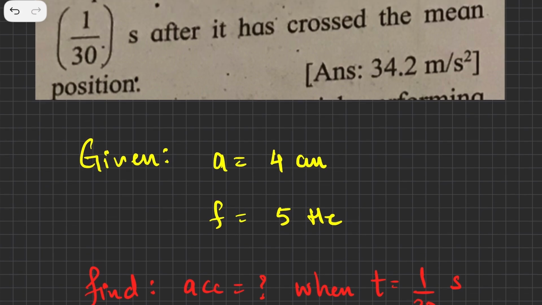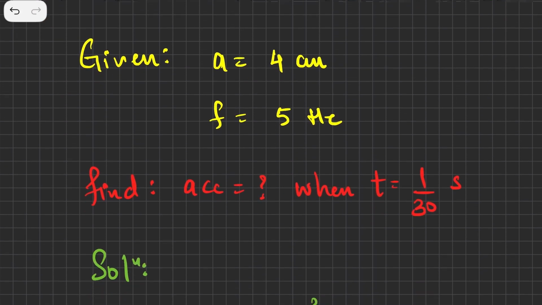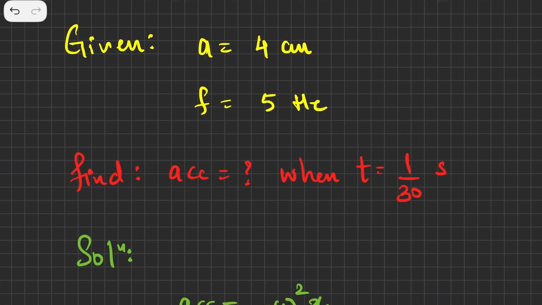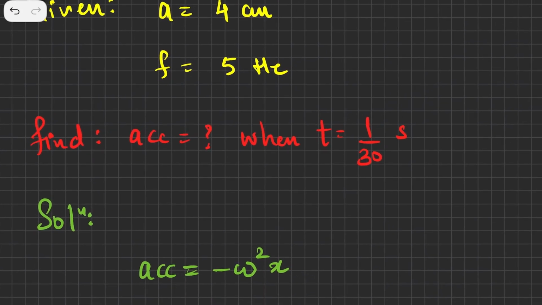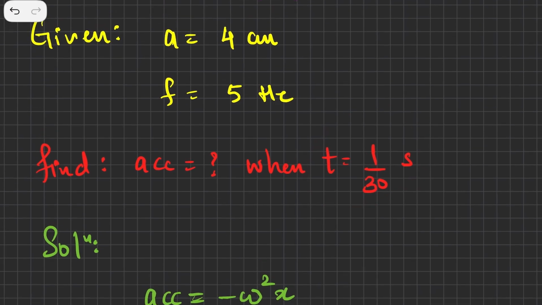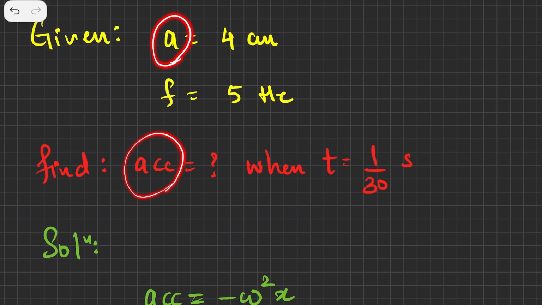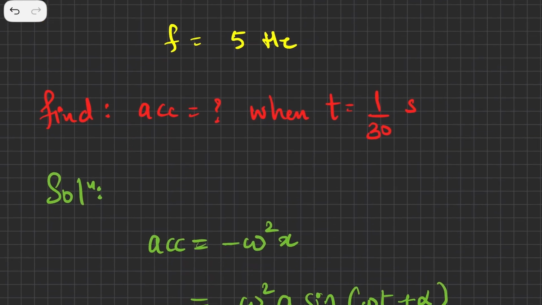So that same thing I have written over here in the given format. A, that is the amplitude, is given as 4 centimeter, the frequency is given as 5 hertz, and acceleration is something we need to get. Whenever they are asking us acceleration, velocity or displacement, they will always give you the time, or they will always give you the position where the particle is. Mind you, A is amplitude and ACC is representing the acceleration.